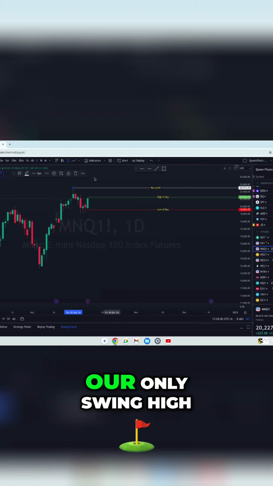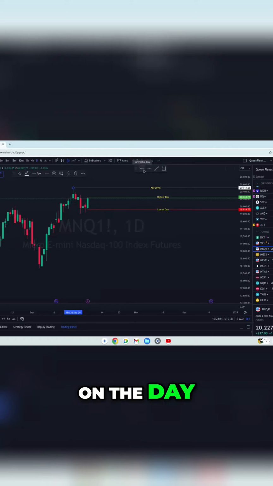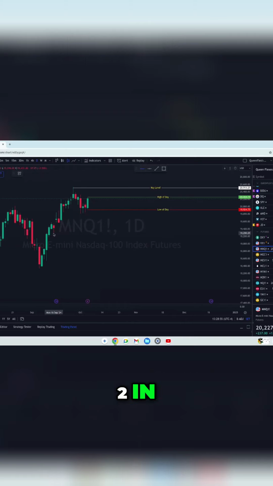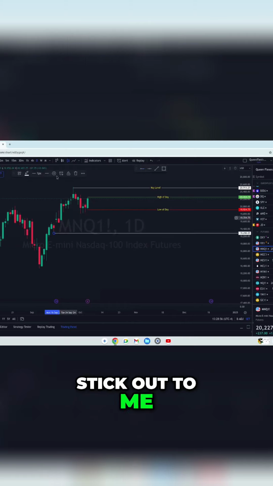And so that is our only swing high on the day. And next we'll go for our swing low. I'm going to put two in. Those are two that stick out to me, two that make sense.